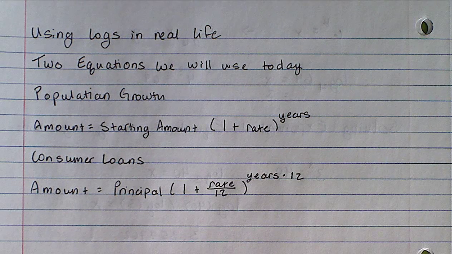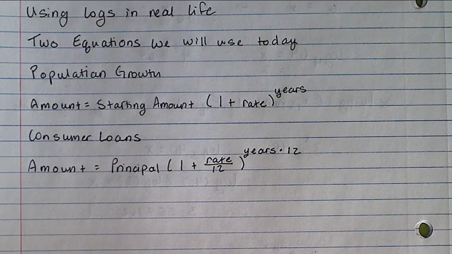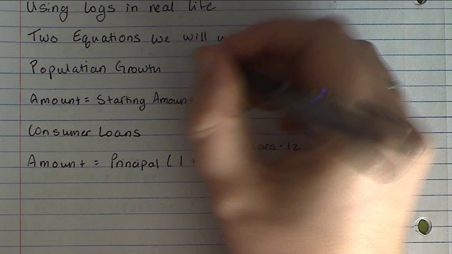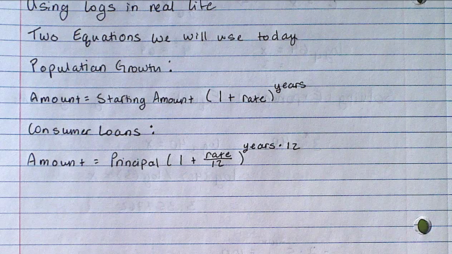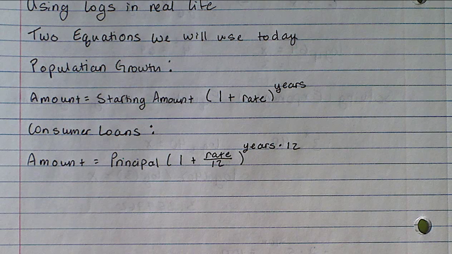So you're going to need those two equations for today's assignment. So make sure that you have them written down. One is for population growth, the other is for consumer loans. We've covered both of them in the recent past, so you might already still have both of them in your notes, but even if you do, I'd still like you to write them down again.